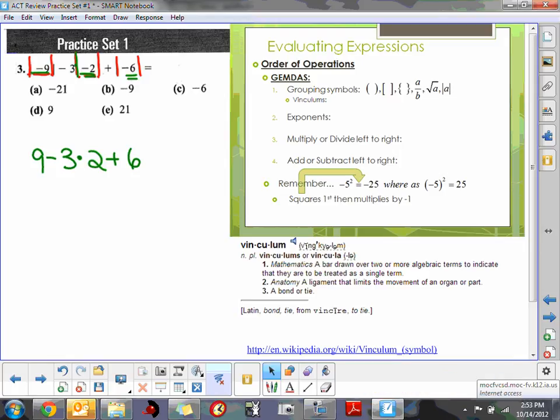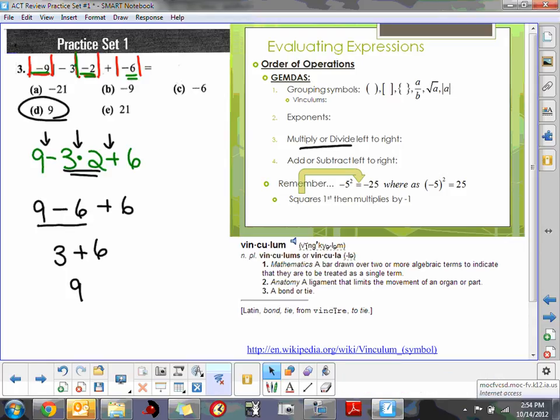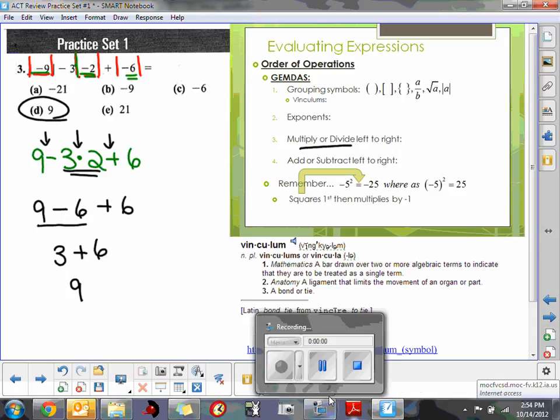Next thing I want to do is apply our order of operations. If I go through my order of operations, what do I do first? Subtract, multiply, or add? Well, according to our order of operations, we better make sure we multiply or divide from left to right before we hit the subtraction and addition. So that's what we're going to do. We're going to take our 3 times 2. That's 9 minus 6 plus 6. And if we literally interpret our order of operations, do your addition and subtraction from left to right. So that makes it 3 plus 6, and 3 plus 6 is 9. So the correct selection for this question is 9. So, quick review of order of operations and absolute values.